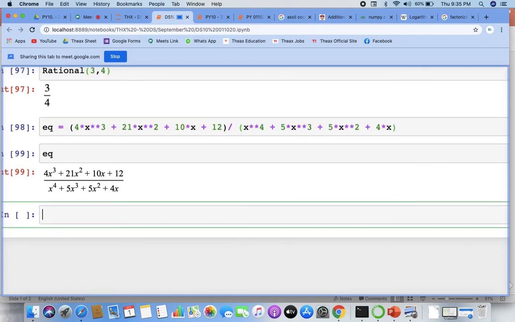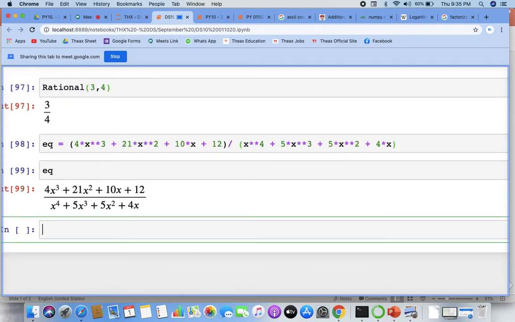So the equation is this: 4x cubed plus 21x squared plus 10x plus 12, divided by x times (4x cubed plus 5x squared plus 4x). What is the partial fraction of this? That is the partial fraction decomposition of this rational fraction.